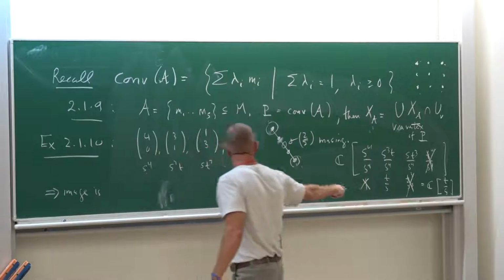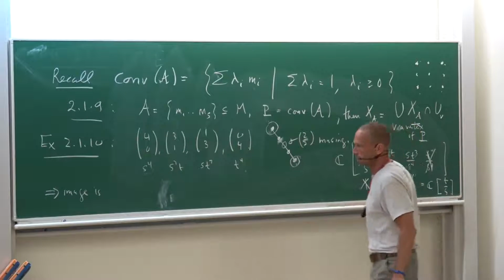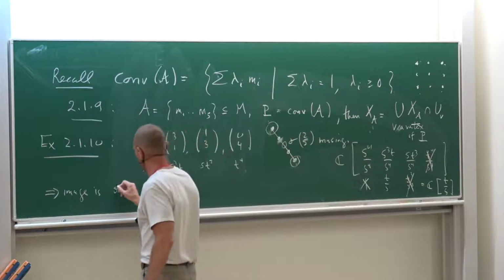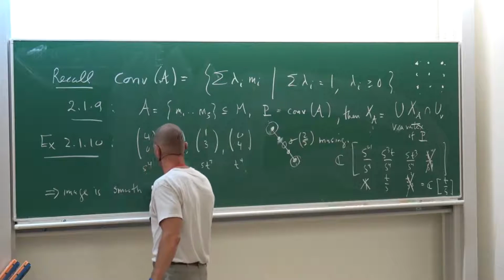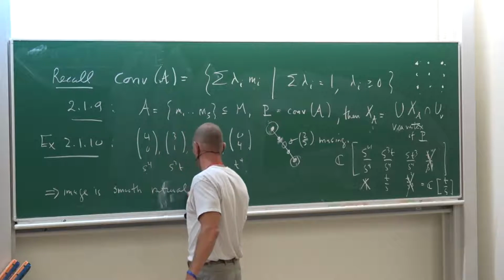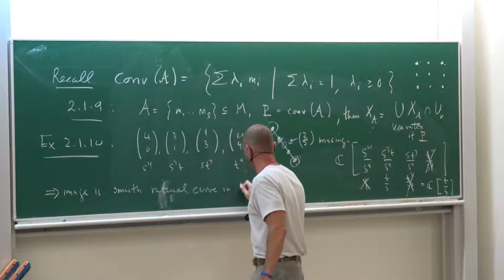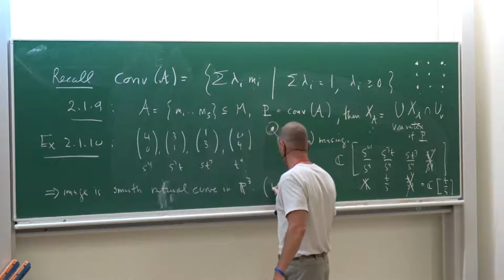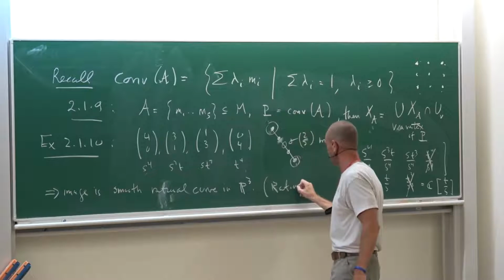And smoothness is local, right? This thing is smooth, the other thing is smooth, so the image is a nice smooth rational curve in P3. It actually has a name. It's usually called the rational quartic.